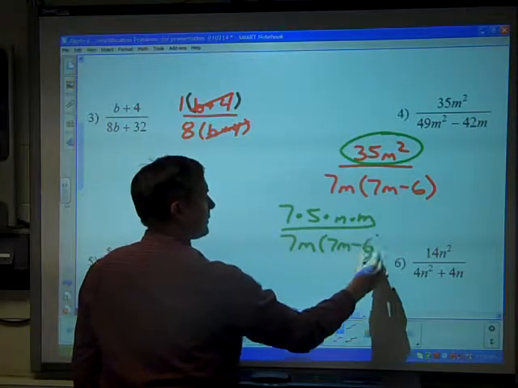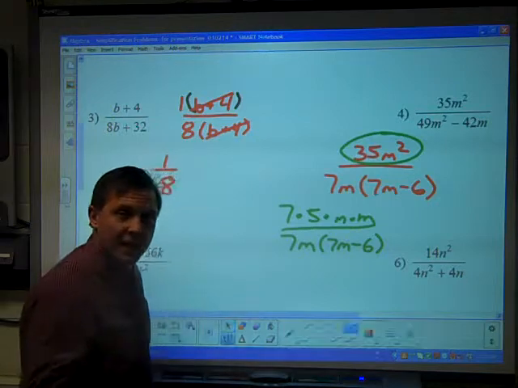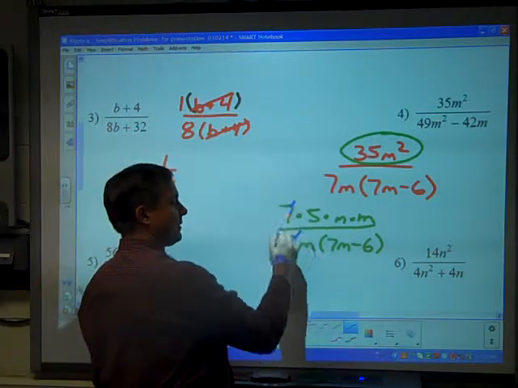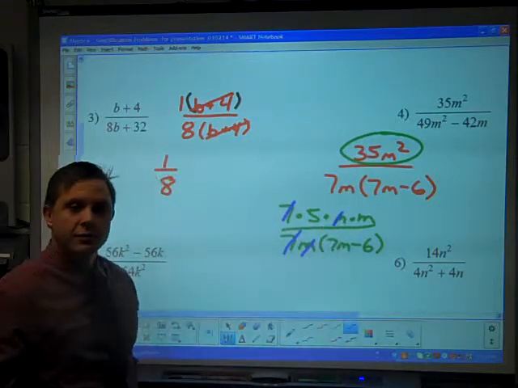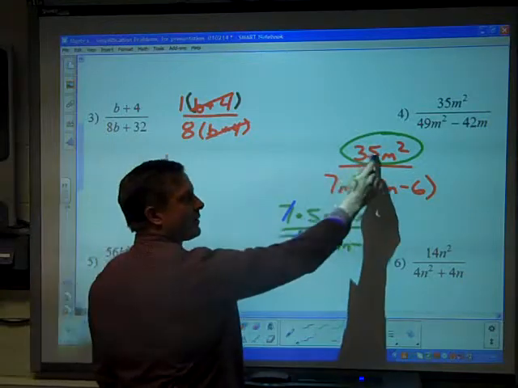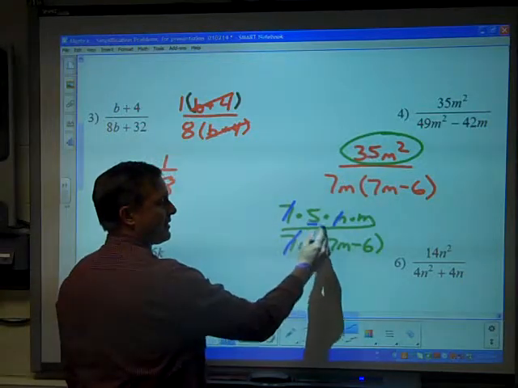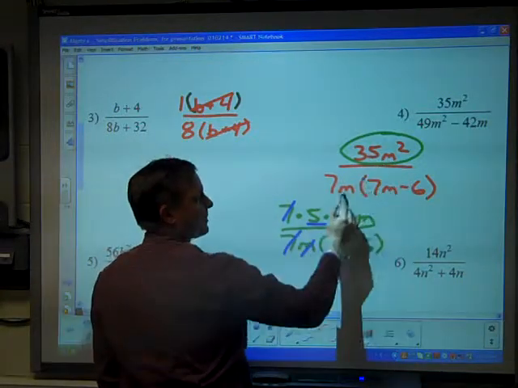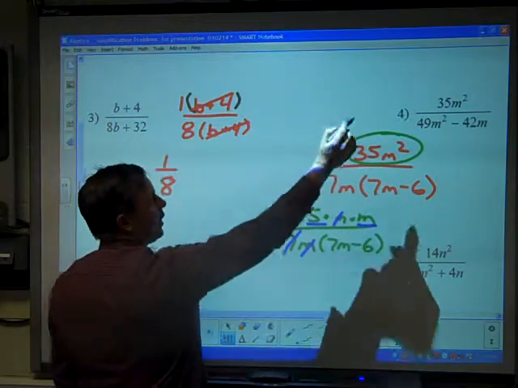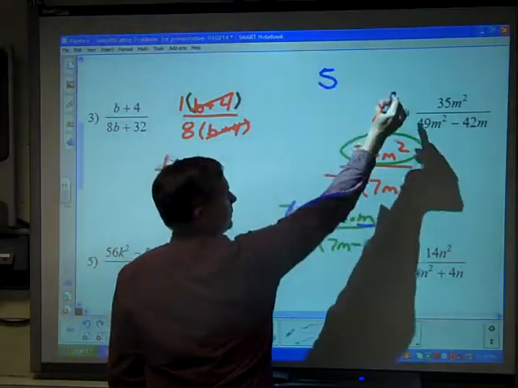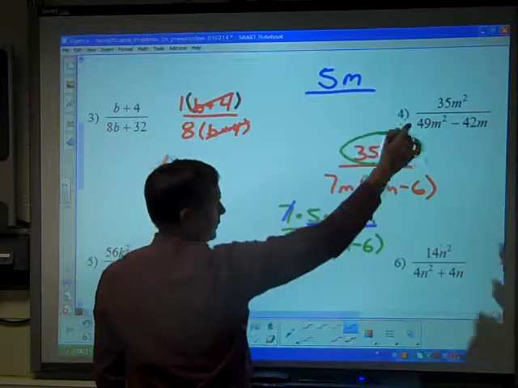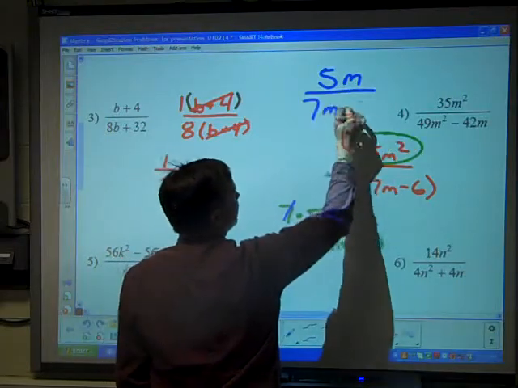That is still equivalent. Because what I'm looking to do now is say, hey, everything in the top is a factor. I can do this. Or you can say 35 divided by 7 is 5. M squared divided by m is m. Our answer to number 4 is 5m over 7m minus 6.